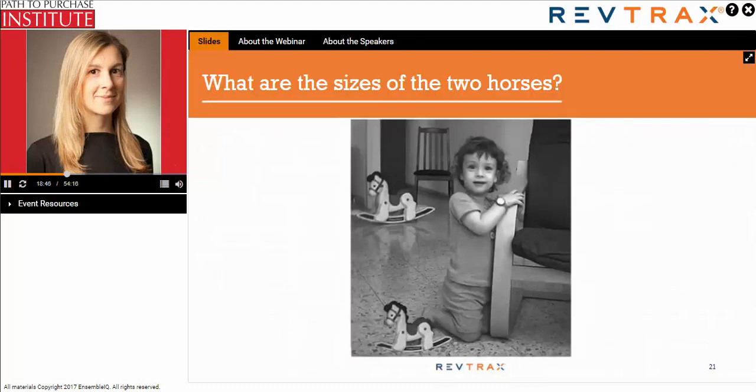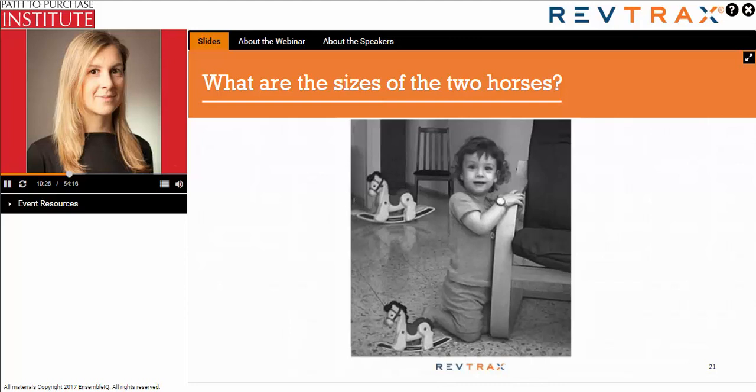Your brain is immediately jumping to make a decision about which horse is bigger in real life, and you're relying on the perspective to make that inference. But what I want to ask you is, what are the sizes of the two horses in this picture as they are shown in the picture? In other words, I'm asking you to abstract away from three dimensions, and judge these horses in a two-dimensional size, how they appear in the picture. And I want to ask you, which one do you think is bigger?